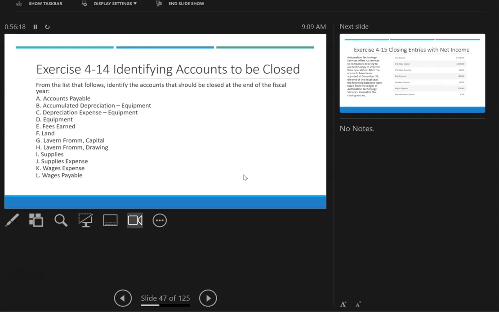Assets equal... That will never get closed out. The only ones that get zeroed out are on the income statement and the drawing account. So wouldn't E be a revenue account? Wouldn't H be a drawing account? That gets closed out. It's not on the income statement, but it gets closed out. What else gets closed out? J, K, and L. Is that making sense?